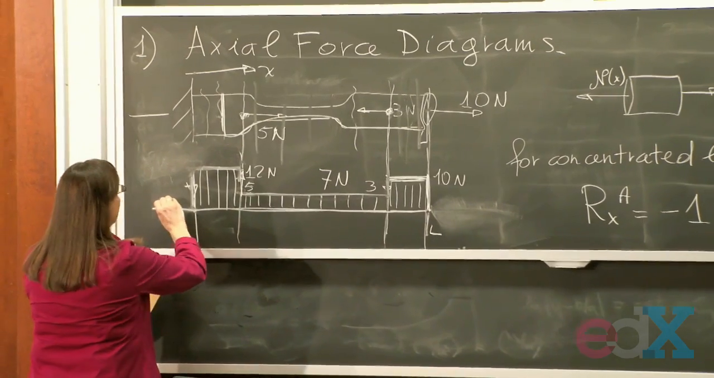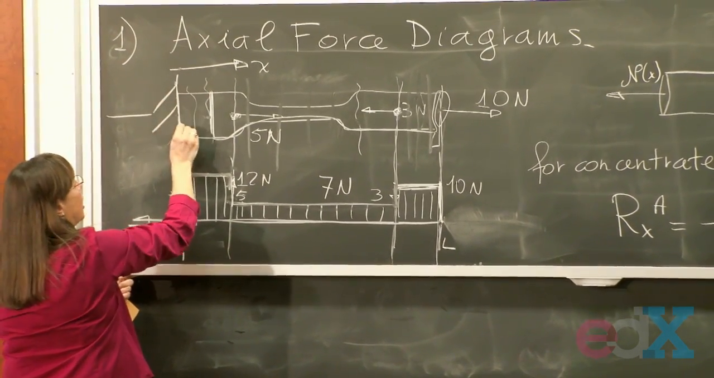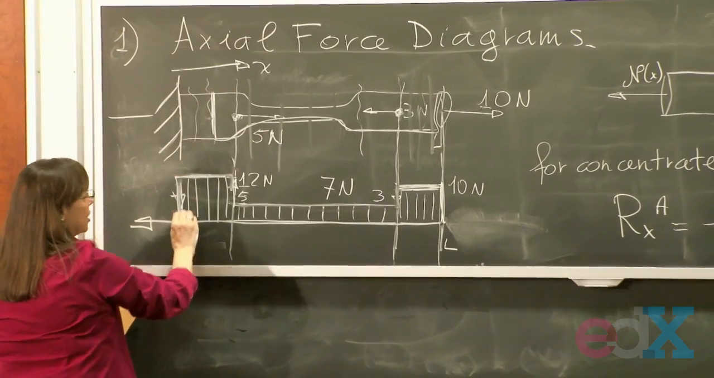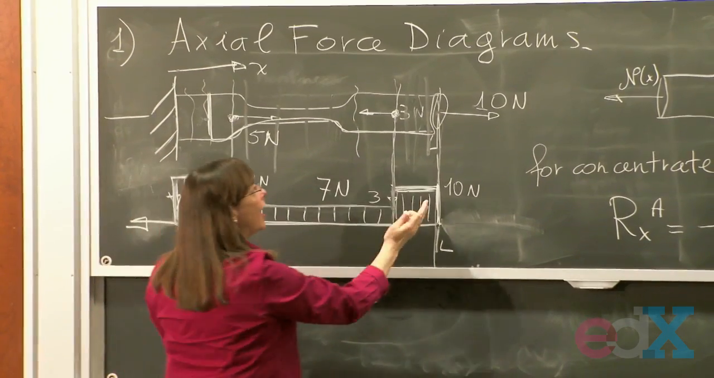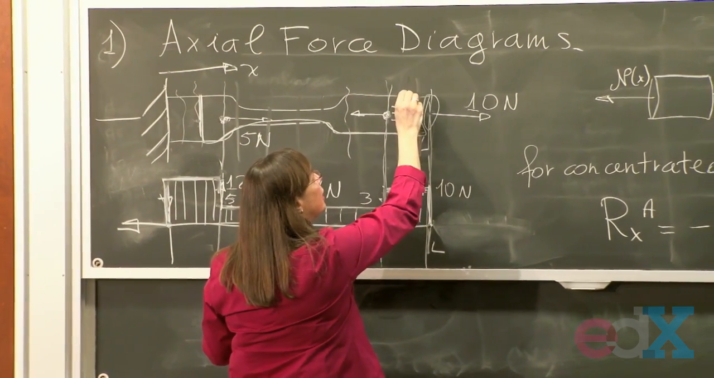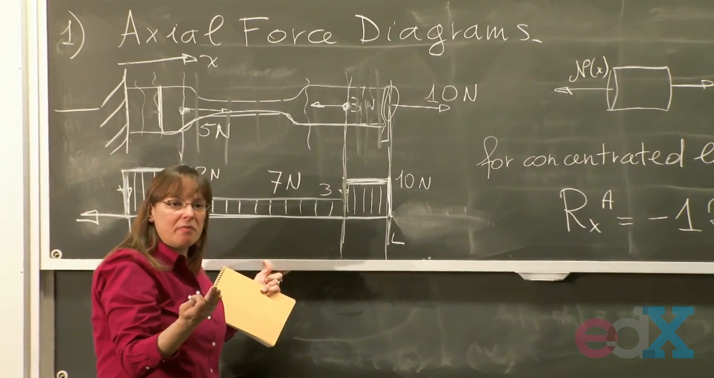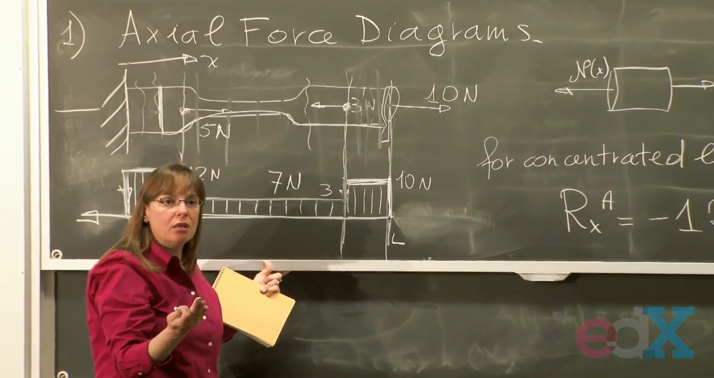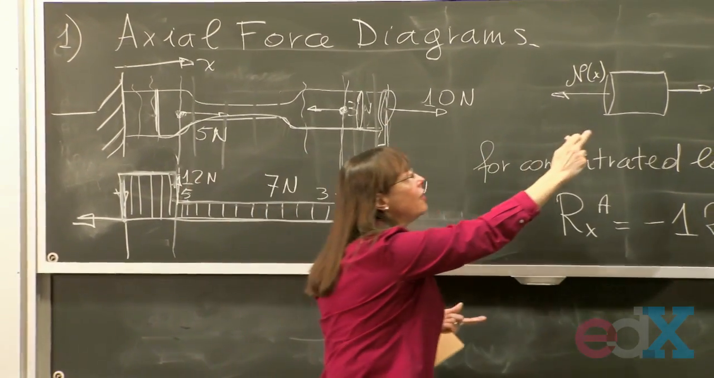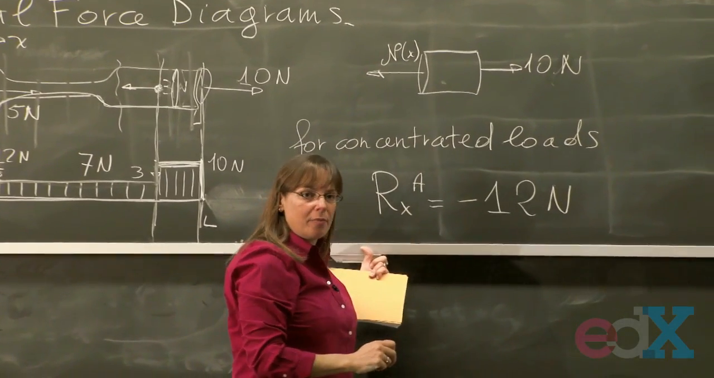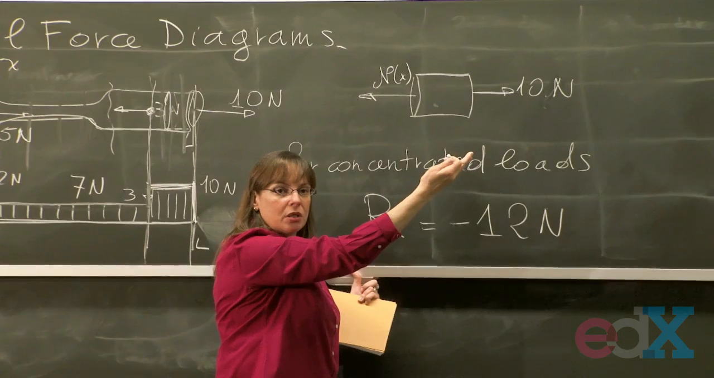This is my x-axis. The wall is still here. I did not move the wall. My wall is still on the left. But my x-axis now points from left to right, okay? As I walk through the bar, if this section here feels pulled or pushed, does it matter which way x goes? No. If I take this section here, I still have this equilibrium, this free body diagram here. On this section, I'm still pulled by 10 newtons.